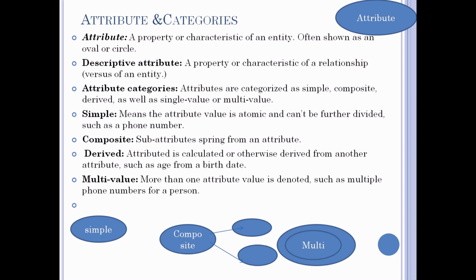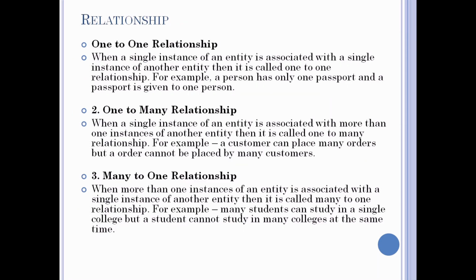Next one is the multi-valued attribute. That means more than one attribute value is denoted. For example, multiple phone numbers, multiple SIM cards, or multiple debit or credit cards. These are examples of this attribute category.